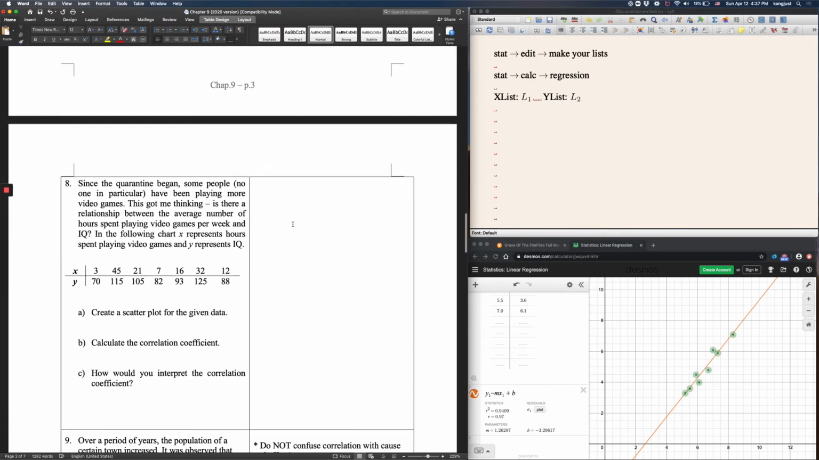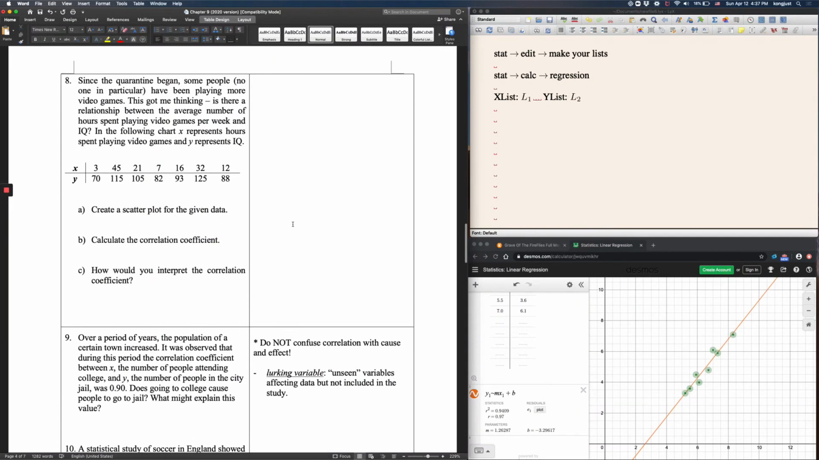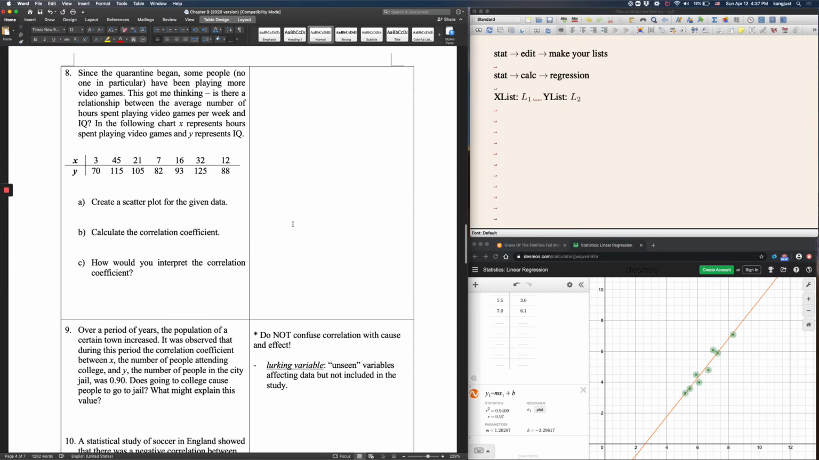All right, number 8. Moving on to the next page. Since the quarantine began, some people, no one in particular, have been playing more video games. This got me thinking, is there a relationship between the average number of hours spent playing video games per week and IQ? In the following chart, X represents hours spent playing video games and Y represents IQ. You're tasked with finding a scatter plot and then calculating the correlation coefficient and then interpreting that correlation coefficient.